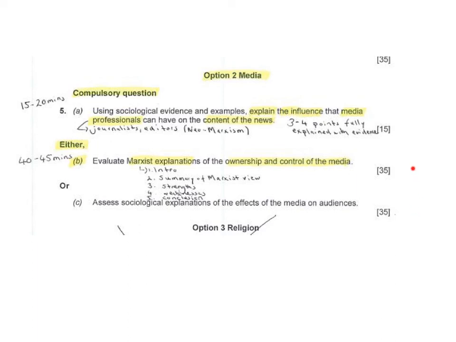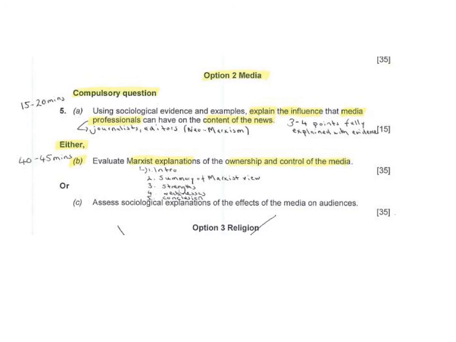Here are the 2 35-mark questions. Remember to read through both of these questions carefully, because you don't want to get into the exam, maybe start this particular question, get halfway through and realise that the other question would have been stronger for you. So this question is asking you to evaluate Marxist explanations of the ownership and control of the media. If examiners use this particular phrase, ownership and control of the media, that's the debate about who controls the media.